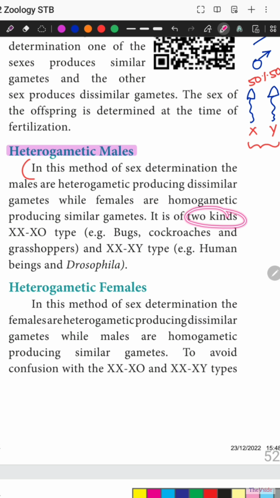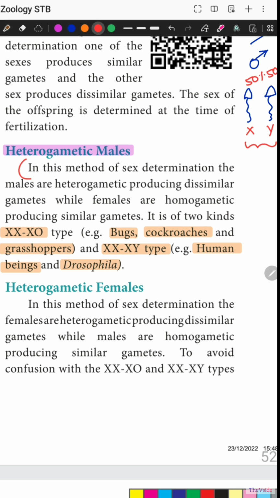It is of two kinds. Even the heterogametic male type of sex determination is divided into two types. One will be our XO type, XX-XO type of sex determination, which is seen in bugs, cockroaches and grasshoppers. And the other type is XX-XY type, which is present in human beings and Drosophila. Drosophila is a type of fly, that is fruit fly. Okay, so let me explain these two types.